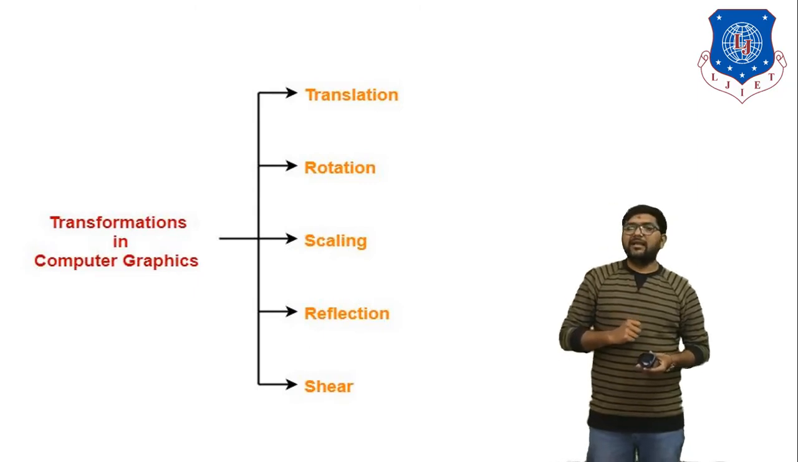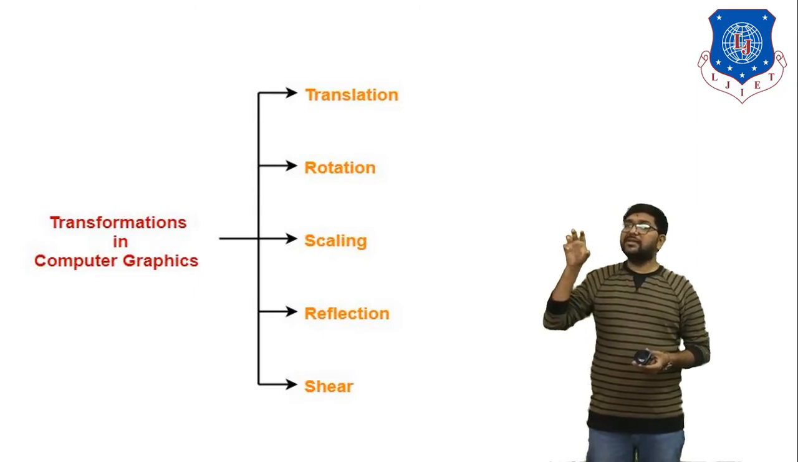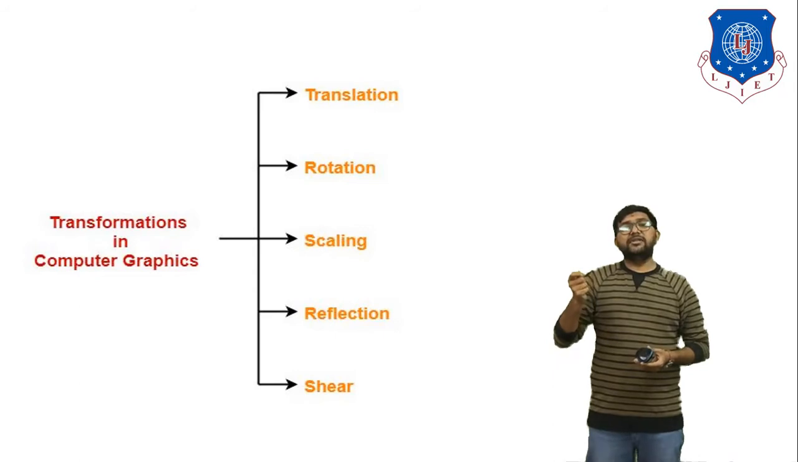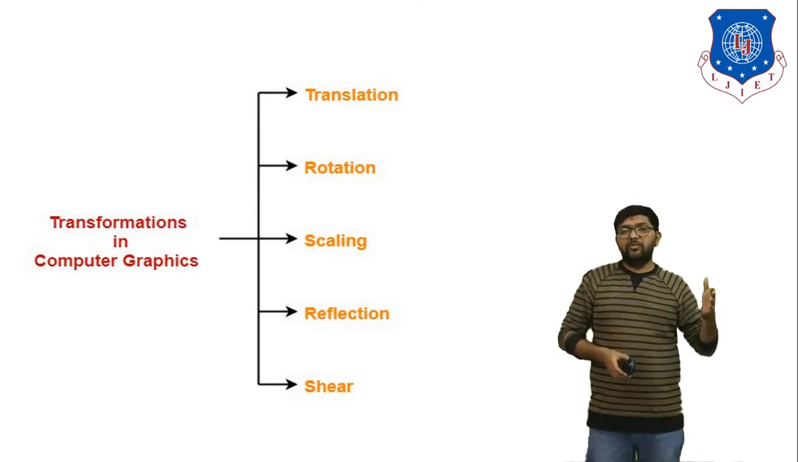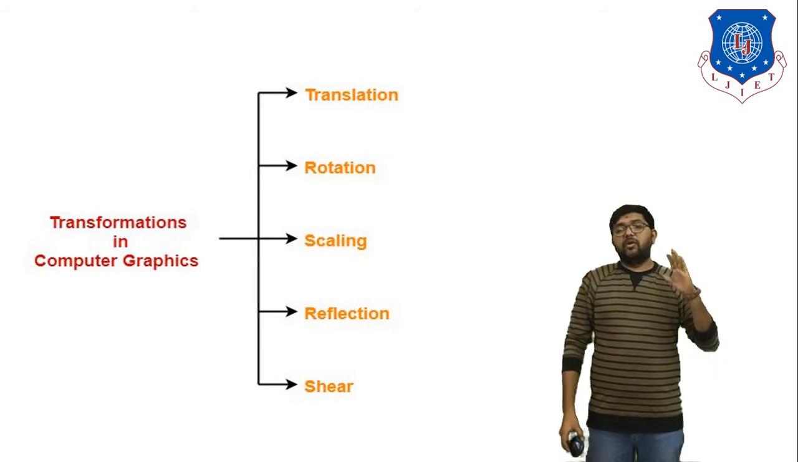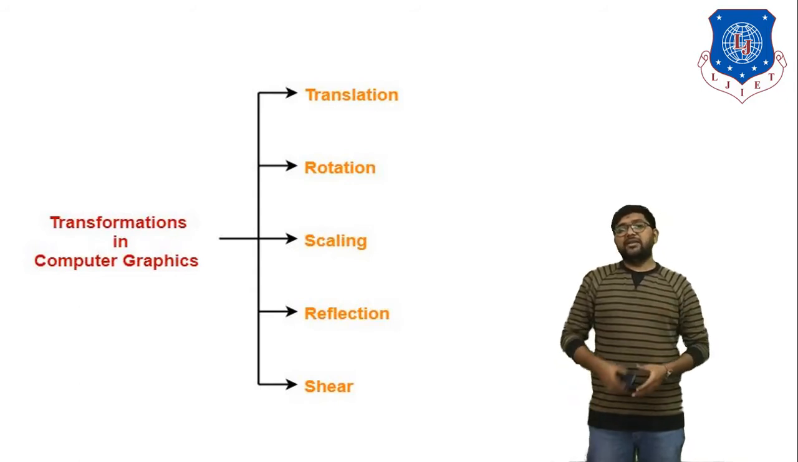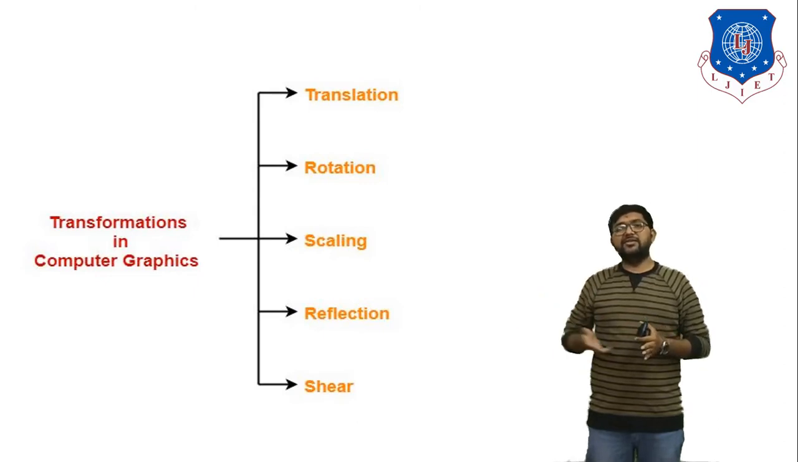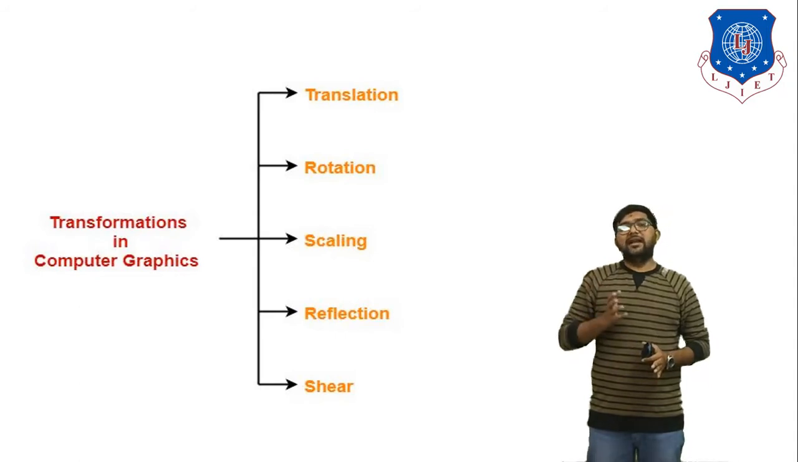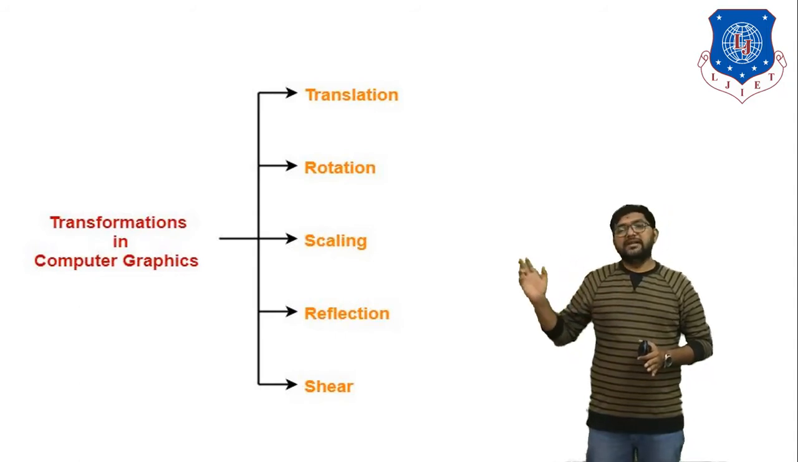Third one is scaling. If you want to reduce the size of an object or enlarge the size of an object, that is the process of scaling. The next one is reflection. If you want to find the mirror image of an object about the x-axis or about the y-axis, that is the process of mirroring or reflection. And the last one, shearing. Shearing means if you want to enlarge an object in one direction, either in the x direction or in the y direction, that is the process of shearing.